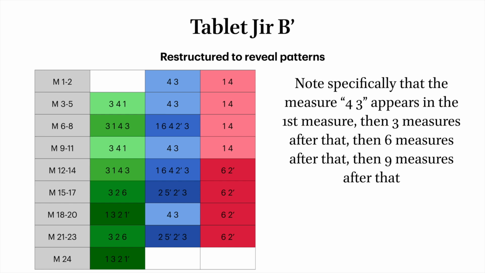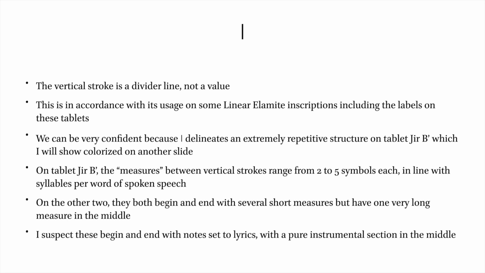On tablet B, the measures between vertical strokes ranged from 2 to 5 symbols each, in line with syllables per word of spoken speech. On the other 2, they both begin and end with several short measures, but have 1 very long measure in the middle, like on the order of 20, 25, something like that. I suspect these begin and end with notes set to lyrics with a pure instrumental section in the middle.